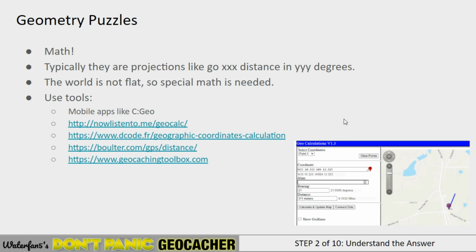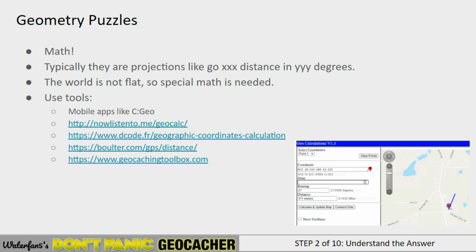So this is an example of geometry puzzles, what's so-called projection, but it could be any type of math. A projection is where you have to go a certain amount of distance in a certain direction, in degrees, right? So typically from 0 to 360, but it could be another degree system. And the distance could, of course, be in any unit provided. So, of course, very regional based as well.